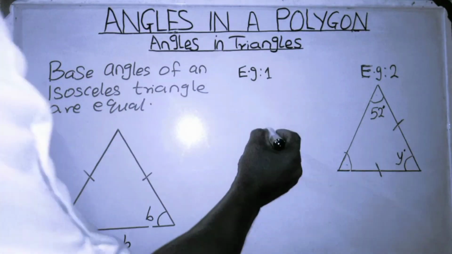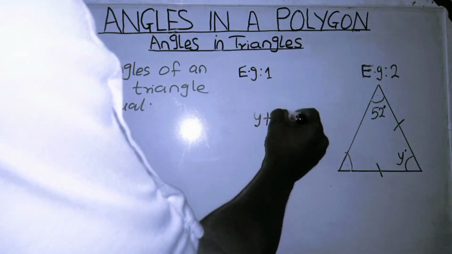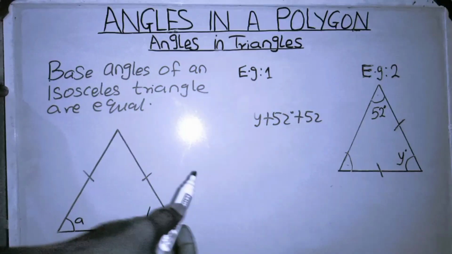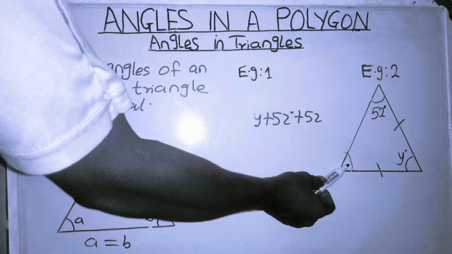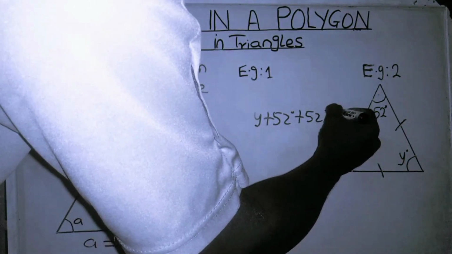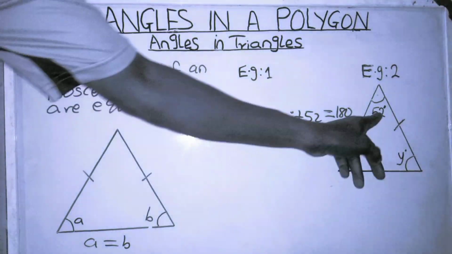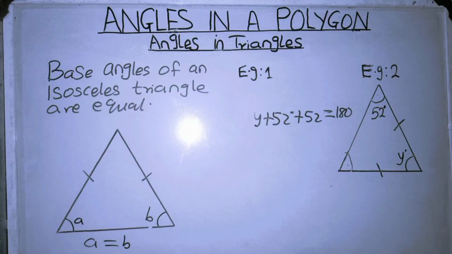So to solve the question, that will now be y plus 52 plus 52. Why do I have to repeat the 52 twice? Because this side is 52. This side should as well be what? 52 because the base angles are equal. Equal to 180 degrees. Why do we say equal to 180 degrees? Because the sum of the interior angles of any triangle is equal to 180 degrees.